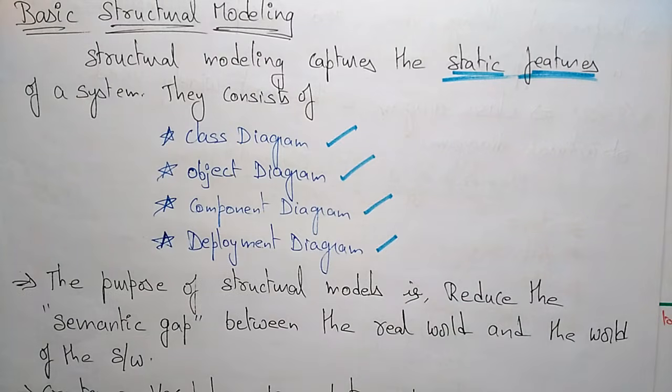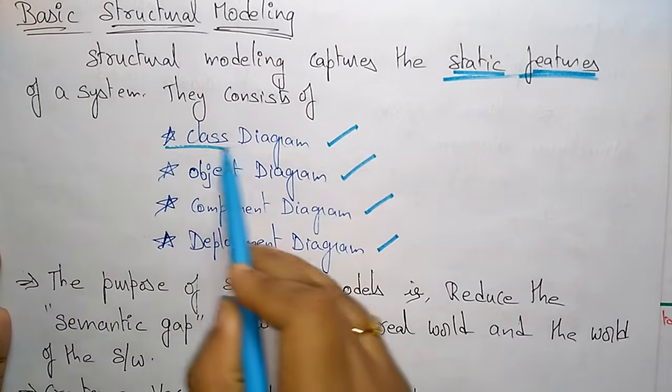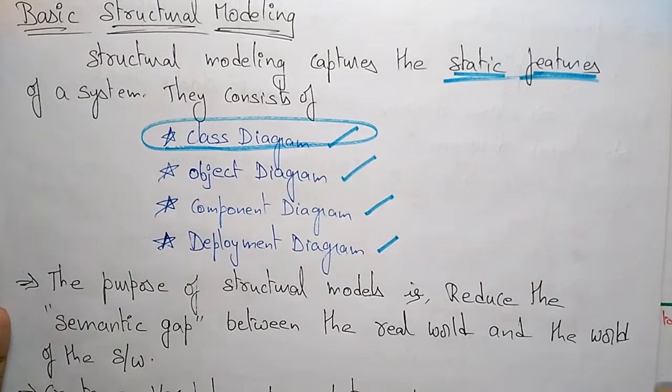In this basic structural modeling, we will learn about the internal concepts. If you take any of the structural modeling diagrams, let us take the class diagram. What are the terms present in the class diagram? Different classes, interfaces, relationships, and everything about the class diagram.